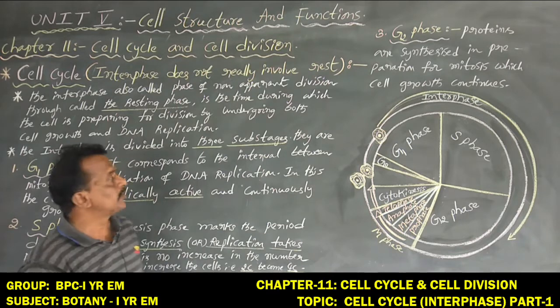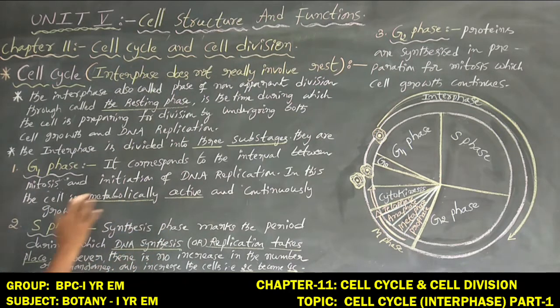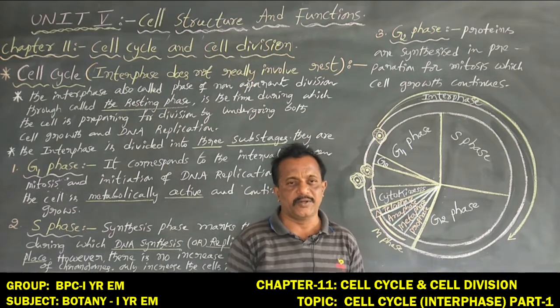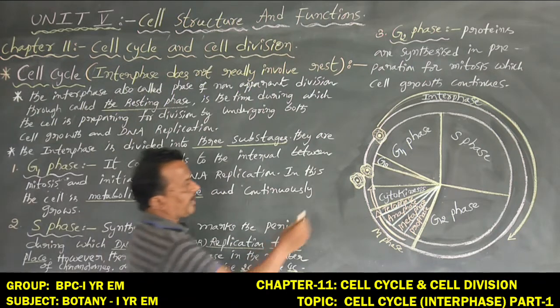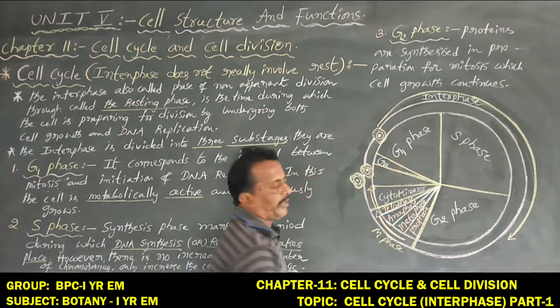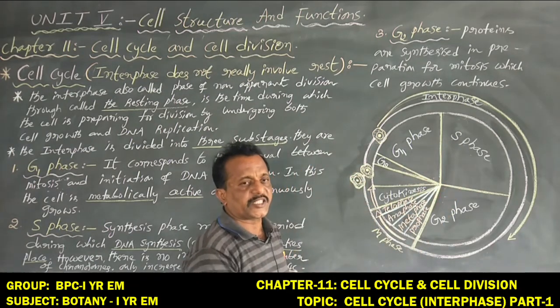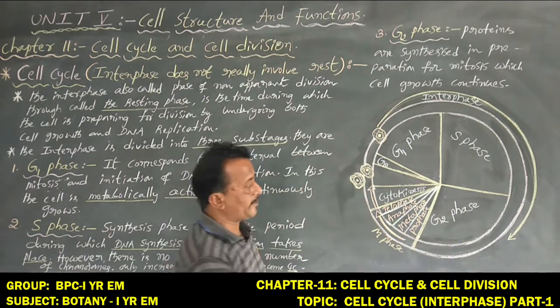So, dear students, the interphase is divided into three substages. They are namely the first substage, G1 phase, the second substage, S phase, and the third substage, G2 phase. G1 phase is the first gap period. S phase is the synthesis phase, where DNA is synthesized. G2 phase is the second gap period.